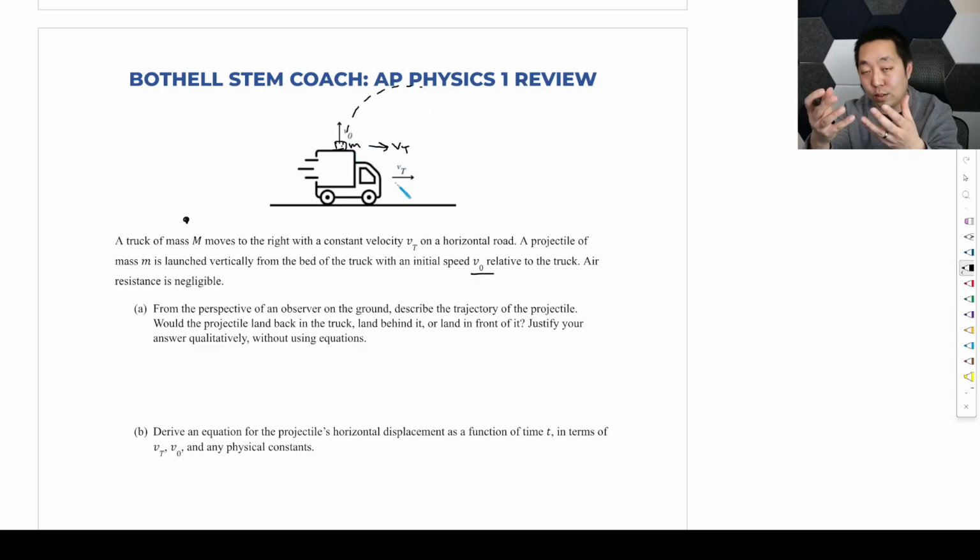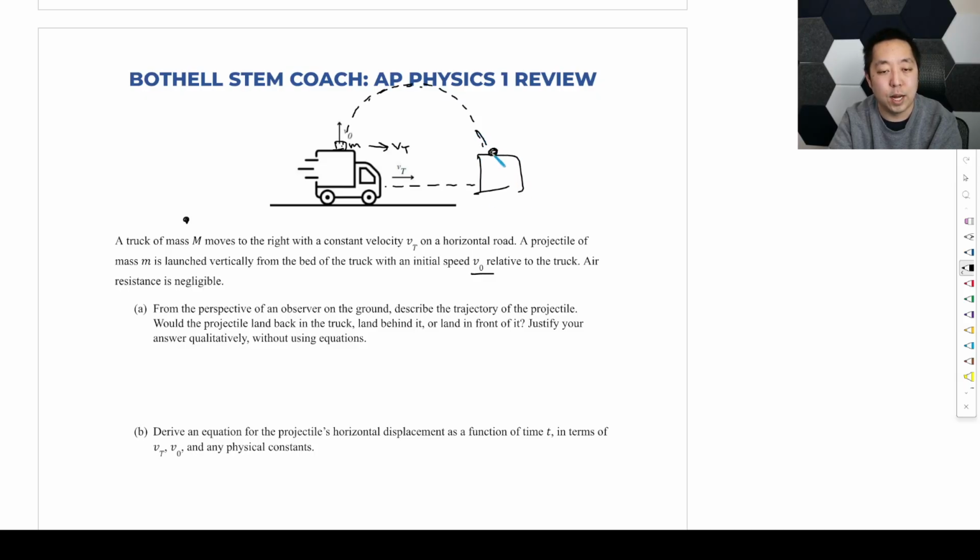So as far as the truck, it's going to land back on the truck, but the truck's going to move to the right, and this thing is going to come up and then come down and land right on where the truck is over here in the same spot. So from the truck's perspective, it's going to go up and down. But from the outsider's perspective, it's going to be a parabolic path. So it is describe the trajectory.